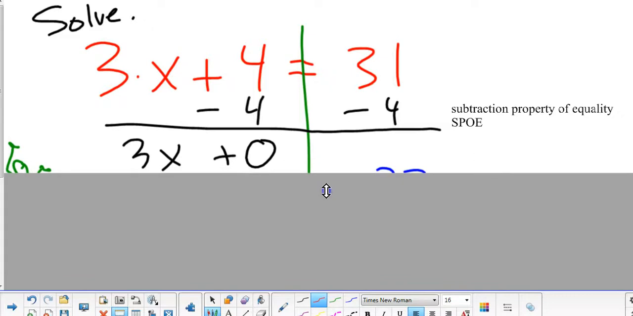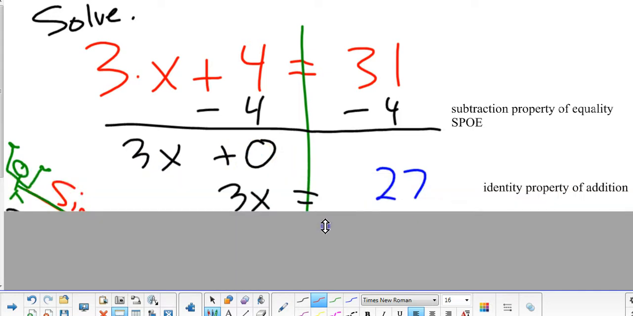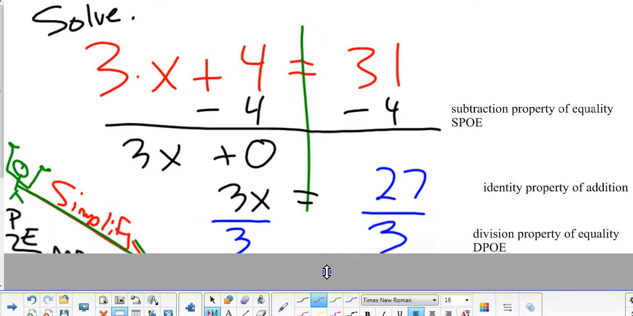And that would give me on the left side, because plus 4 and minus 4 is 0, 3x plus 0, which is 3x. 3x plus 0 equals 3x. That's the identity property of addition. And in case you're wondering, 31 minus 4 is 27.